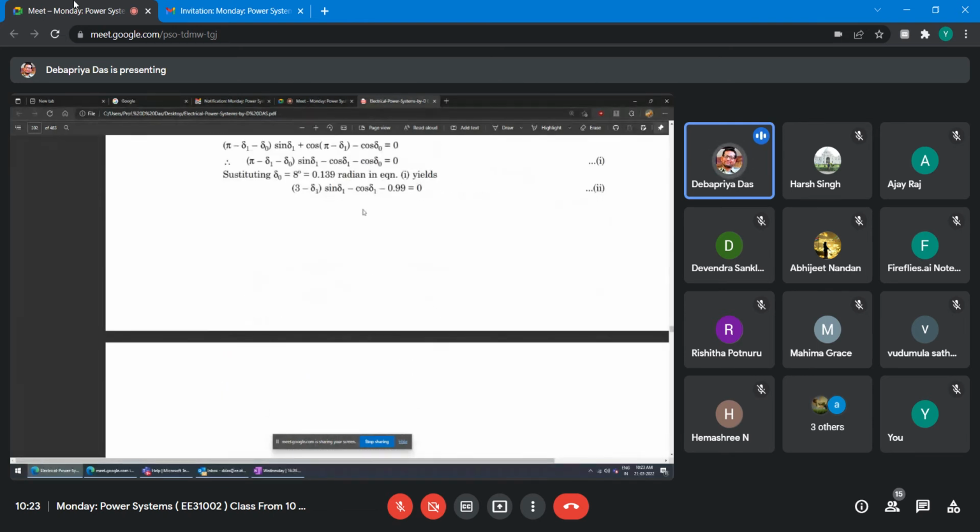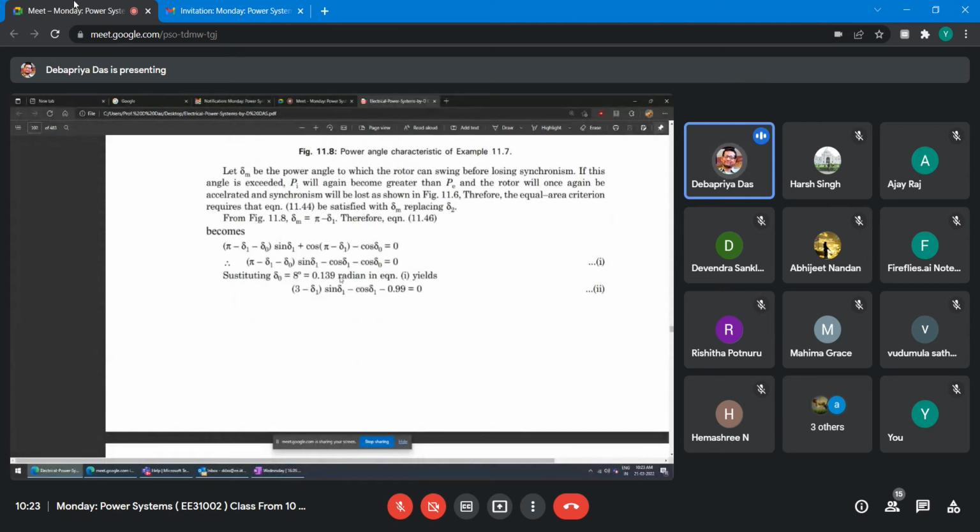And therefore in this equation, when delta 0 is 8 degrees, that is 0.139 radian, convert everything in radian. This is a nonlinear equation, (pi minus delta 1) into sine delta 1 minus cos delta 1 minus 0.990. So to get the solution, you need an iterative method to solve it. I will not ask you to do any iterative method. What I will tell you is, from your intuition, try by trial and error, and just put those delta 1 values here in terms of radian, and see whether the left hand side is approximately coming to 0 or not, right? I will accept that answer. A little bit you have to try some values from your intuition.